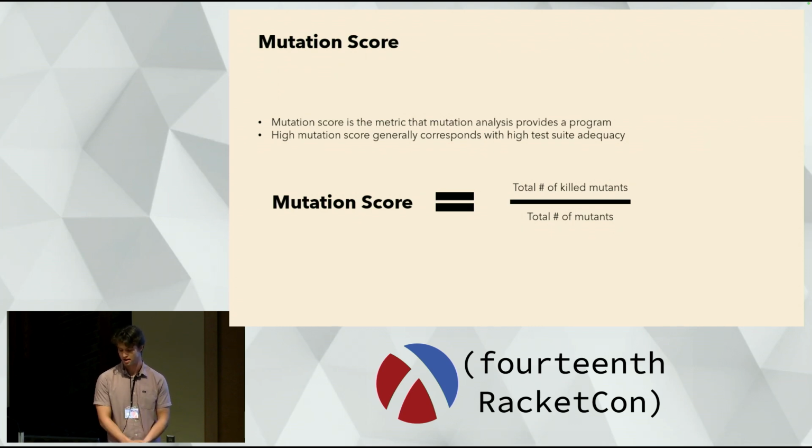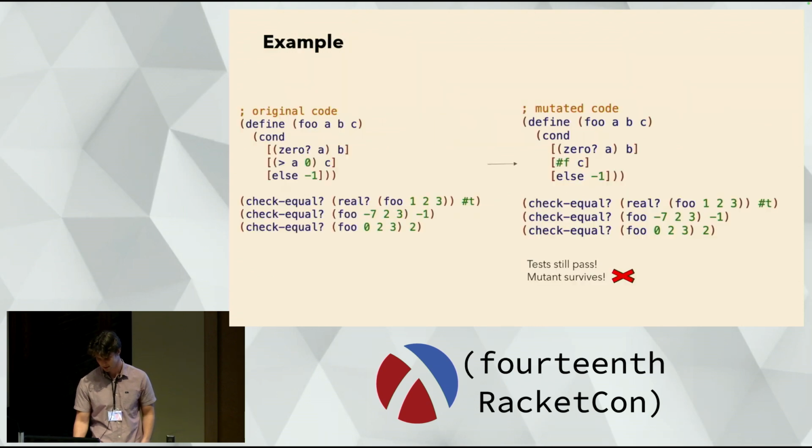And then the metric that mutation analysis uses to provide the adequacy of your test cases is mutation score. And that's just the total number of killed mutants divided by the total number of mutants generated. So that's the percentage of mutants that were killed. And usually a higher mutation score corresponds with a higher test suite adequacy. And I should mention that mutation analysis is usually to test your test cases, not the program itself. Make sure your test cases are enough.